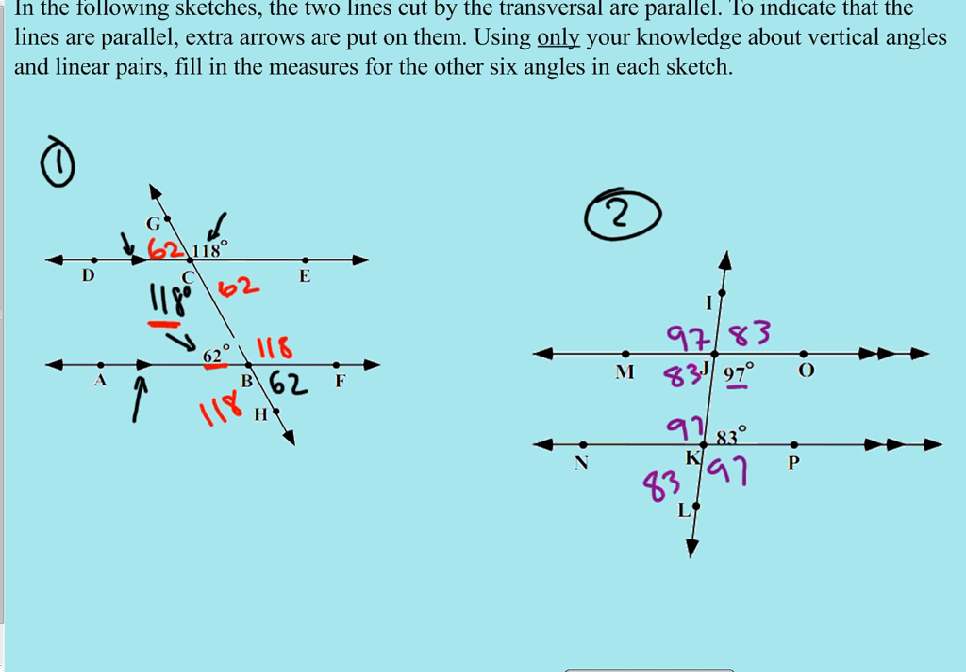So now take a moment and look at what all the situations are. And here's what I mean when I say that. Consecutive interior angles, those two. They're supplementary, aren't they? If I add them up, they give me a sum of 180. Alternate interior angles are congruent. 97, 97, 83, 83. Alternate exterior angles are also congruent.